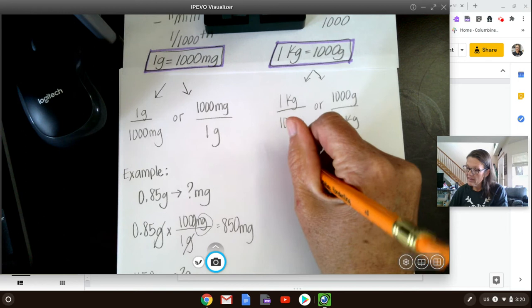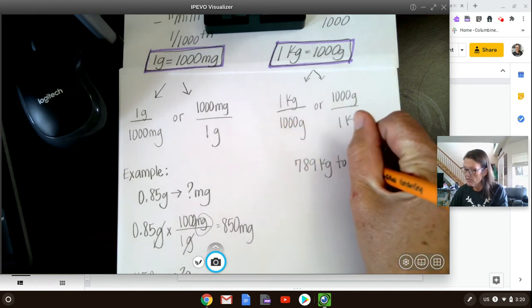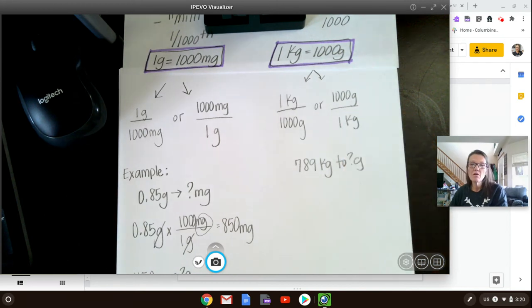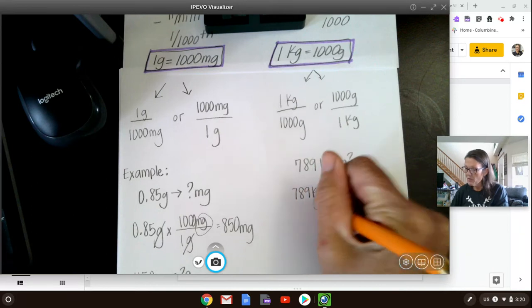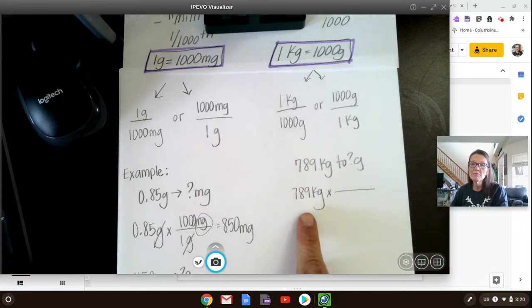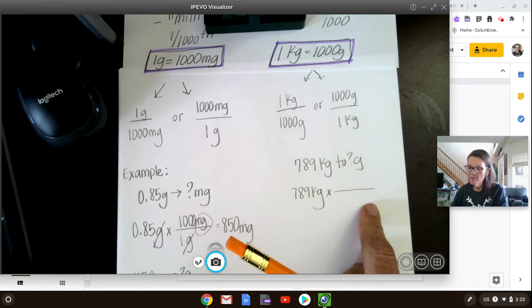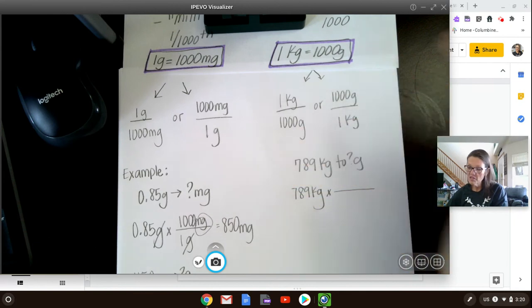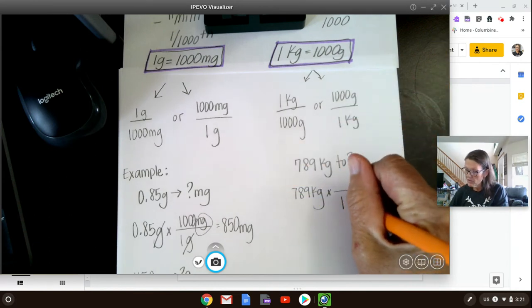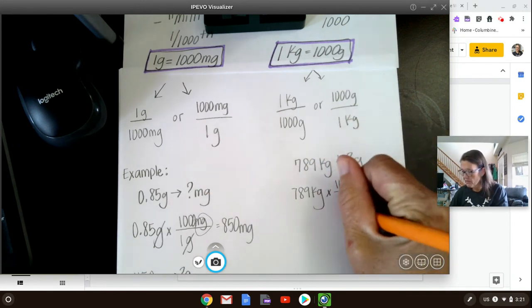So for example, let's say that I want to change 789 kilograms to grams. What would that look like? So I'm going to take 789 kilograms and I'm going to multiply it by a fraction that allows me to get rid of the word kilogram and have the word gram. So if I want to get rid of kilograms, then I need to put kilograms on the bottom. And since this fraction has kilograms on the bottom, this is the fraction that I'm going to use. 1 kilogram on the bottom, 1,000 grams on the top.